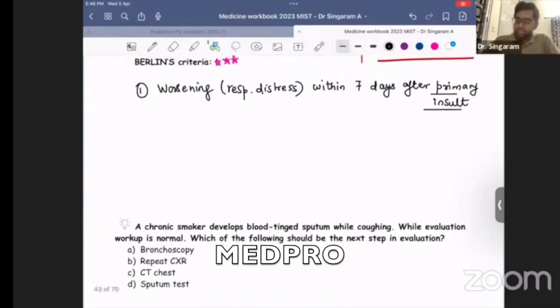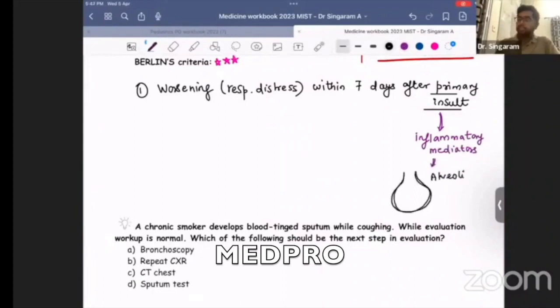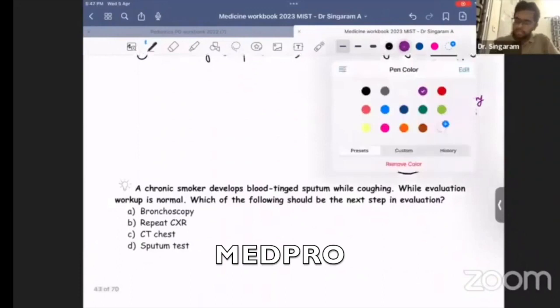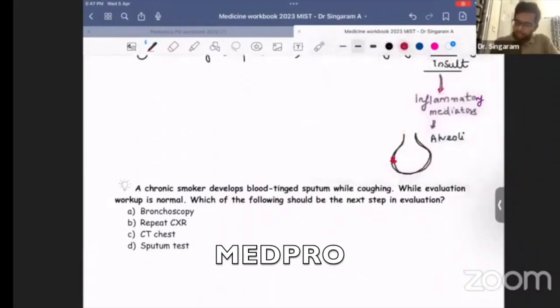How is it going to occur? See, primary insult means a primary problem. It could be an infection, inflammation, something like that which could result in the release of inflammatory mediators. And all these inflammatory mediators will come and target this particular area of the lung which I'm drawing here. It is the alveoli. What can happen? All these inflammatory mediators can damage all the alveoli like this.